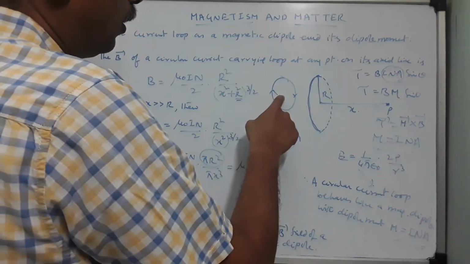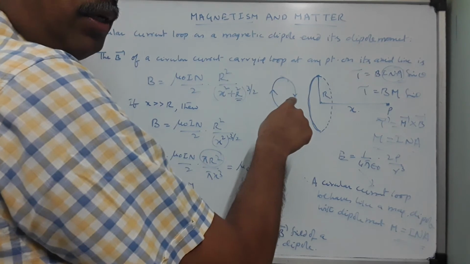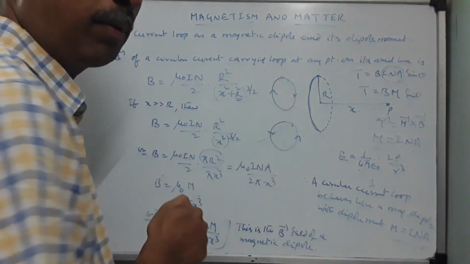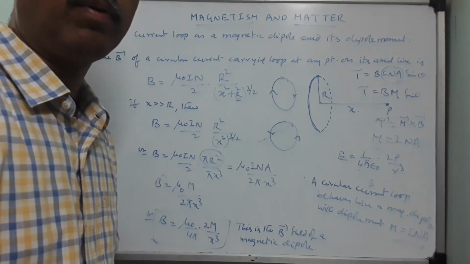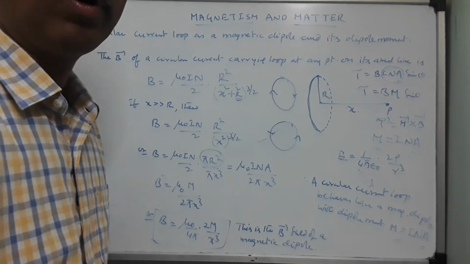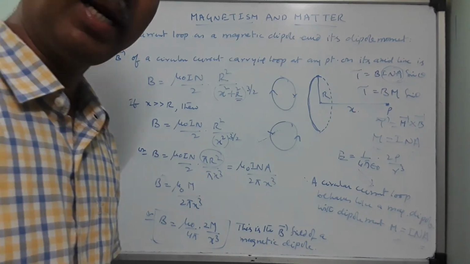For this loop, current is in the clockwise direction, area will be normal into the plane of the board, therefore dipole moment also will be into the plane of the board. By what rule? Corkscrew rule or right hand thumb rule.